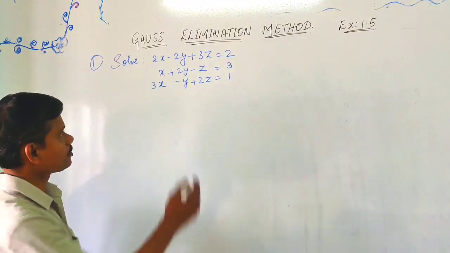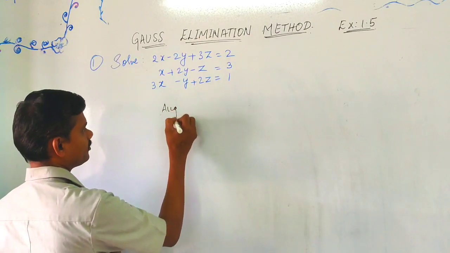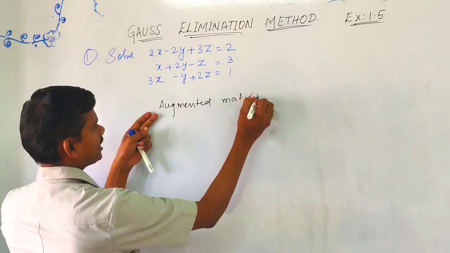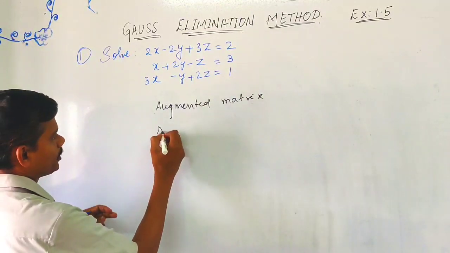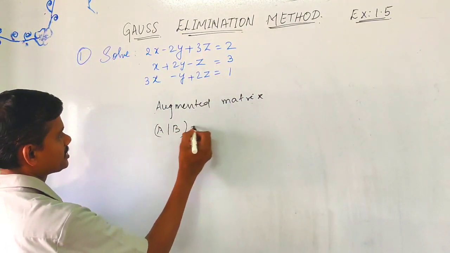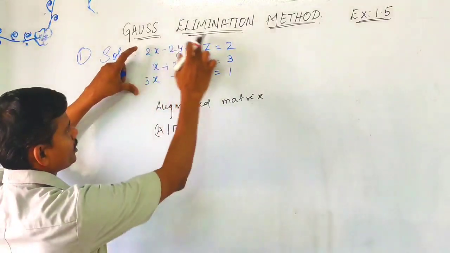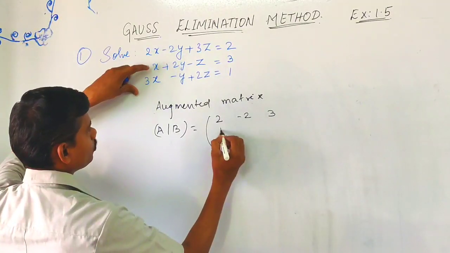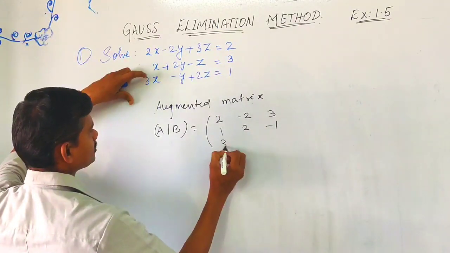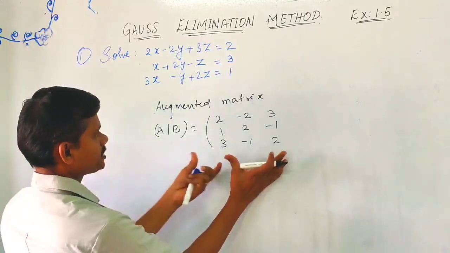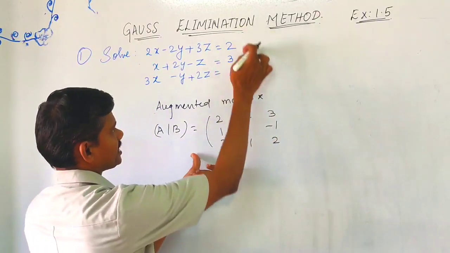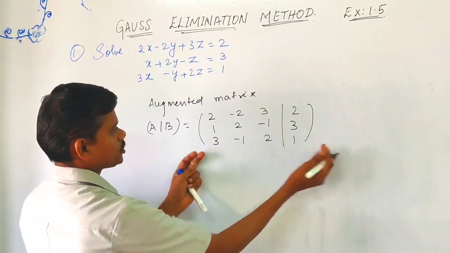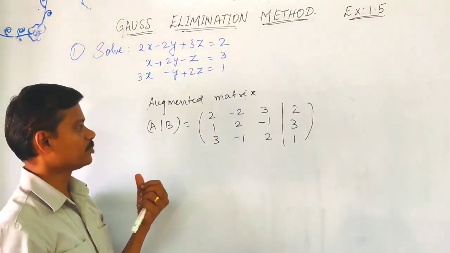First, I am going to write this in augmented matrix form. Augment means added or combined. Here I am going to combine the A matrix with the B matrix. What is meant by the A matrix? The coefficients of the variables: 2, minus 2, 3, 1, 2, minus 1, 3, minus 1 and 2. This is the A matrix. On the right hand side we have 2, 3, 1. That is the B matrix. These two combined matrices are called the augmented matrix.